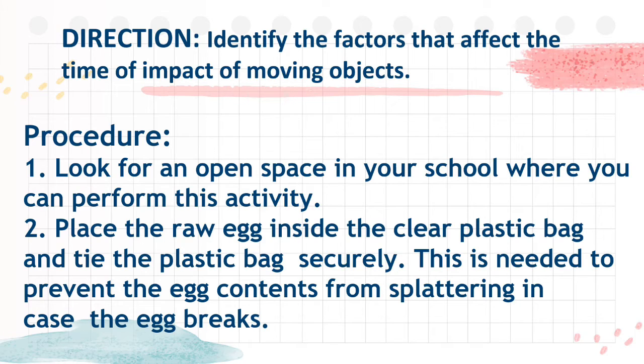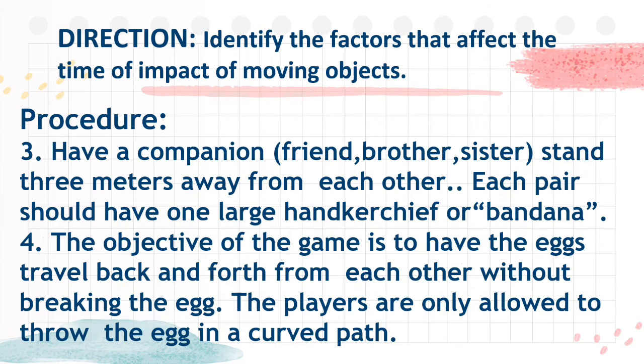Procedure. First, look for an open space in your school where you can perform this activity. Second, place the raw egg inside a clear plastic bag and tie the plastic bag securely. This is needed to prevent the egg contents from splattering in case the egg breaks. Third, have a companion. It's either your friend, brother, or sister. Stand 3 meters away from each other.